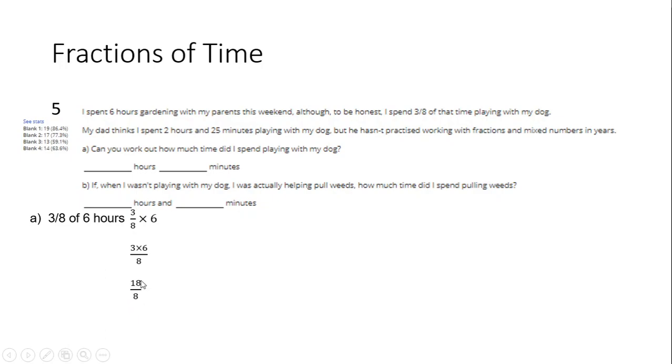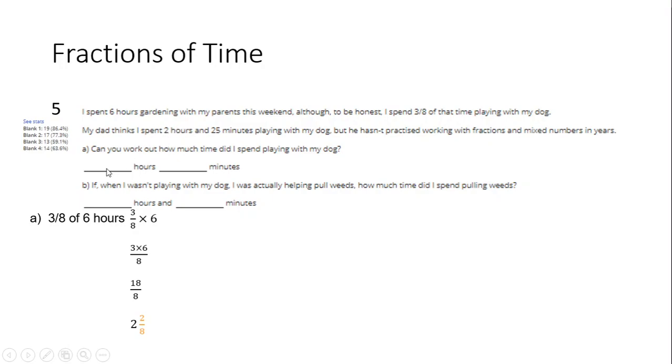How many 8s go into 18? 2 times 8 is 16. 3 times 8 is 24. That's too high. So 2 8s go into 18, and there's going to be something left over. 2 8s is 16, and this was 18, so that means I have 2 left over. 16 and 2 makes 18. Okay, so there's 2 whole hours. My dad was right about that bit.